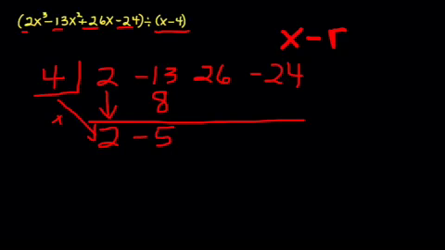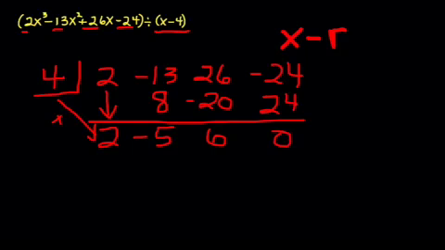This time I'm going to multiply 4 times negative 5, and I'm going to get negative 20. And I'm going to combine 26 and negative 20, getting positive 6. And finally I'm going to do 4 times 6, that gives me 24. Notice that 24 and negative 24, when I put them together, equals 0. That would have been our remainder, but we don't have one.